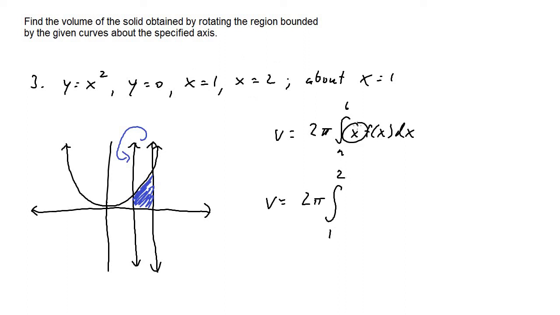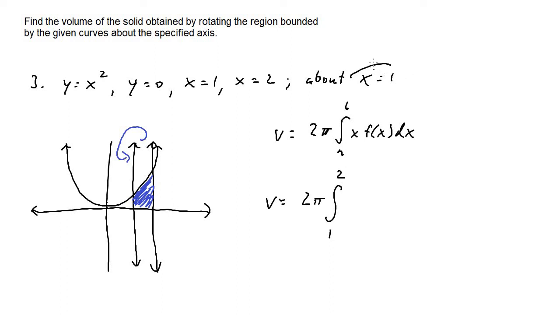And then we have our radius. Now be careful here, because we're not rotating about the x-axis or the y-axis, we're rotating about x equals 1. So whenever you rotate about a line that's other than the x or y-axis, similar to the disk and washer method, you have to do the line minus x, or line minus y, depending on whether you're rotating around a vertical or a horizontal axis.